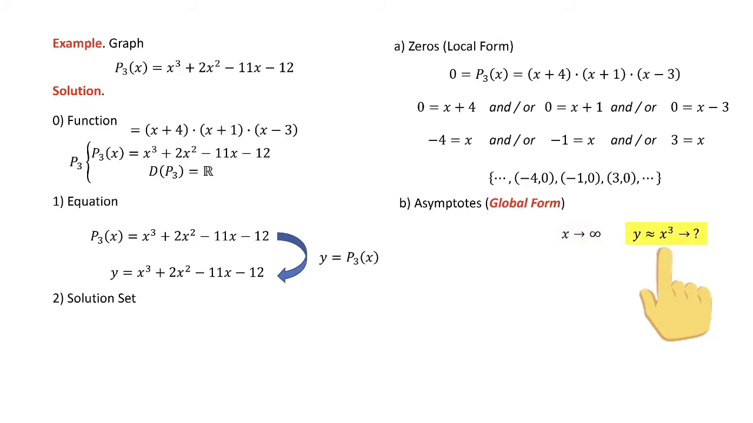So as x gets big, tell me what's going to happen to the y values. Pause the video and take a shot. See if you can guess. What's going to happen to the y values? Are they going to get big positive, big negative, something else? Give it a shot.